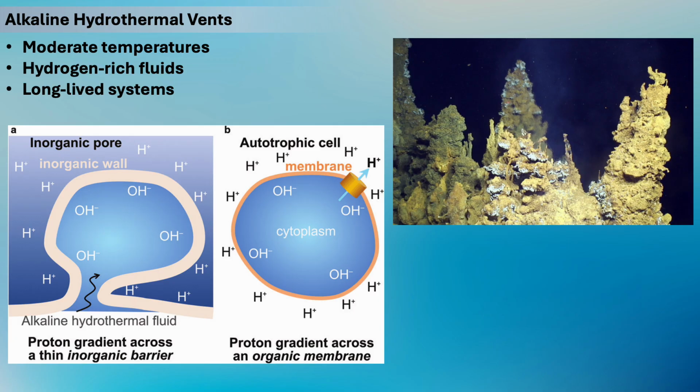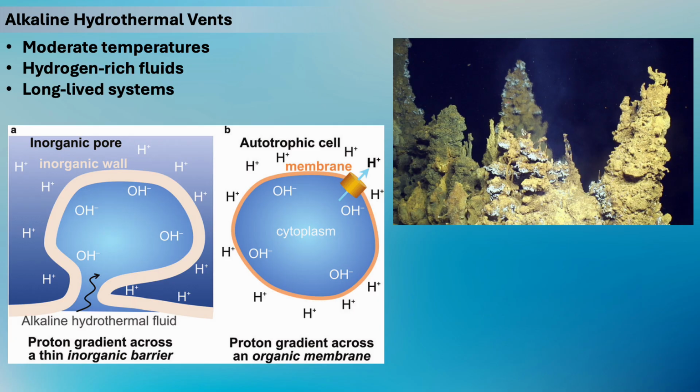The chemical conditions created by alkaline hydrothermal systems are especially important. High concentrations of hydrogen and strong chemical gradients provide abundant energy for chemosynthetic microorganisms. Because these systems can be stable over long time scales, they are of great interest for understanding sustained deep-sea ecosystems and have been proposed as possible environments where life may have originated on Earth.